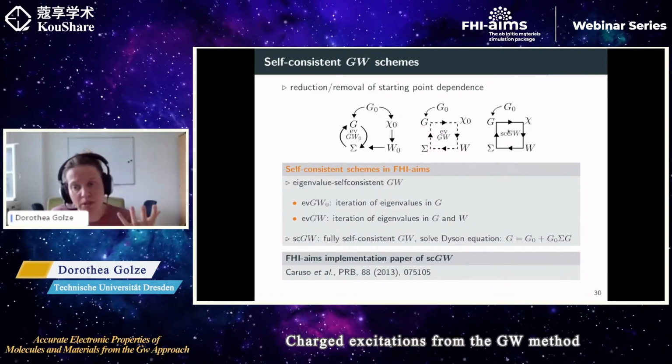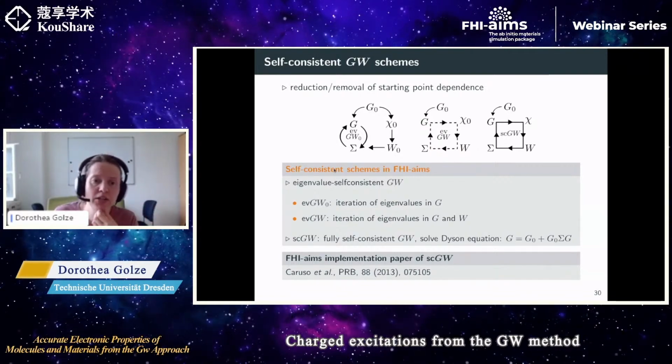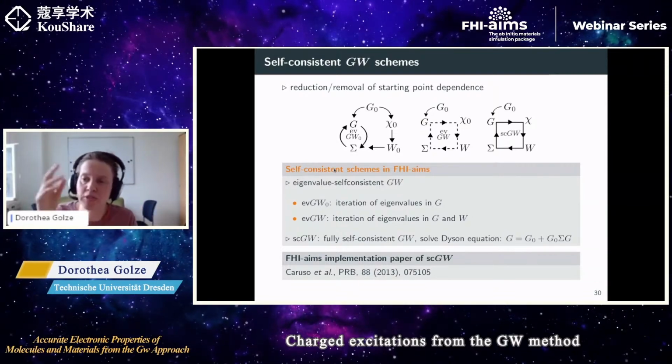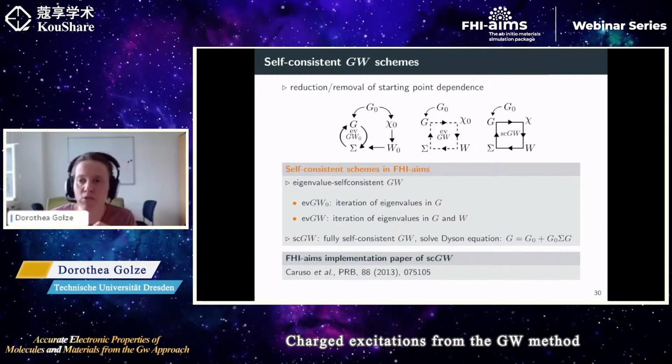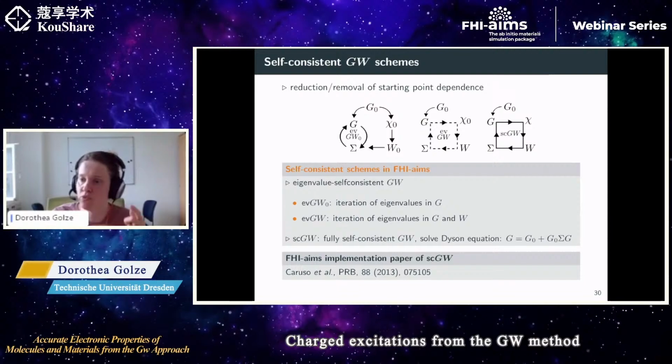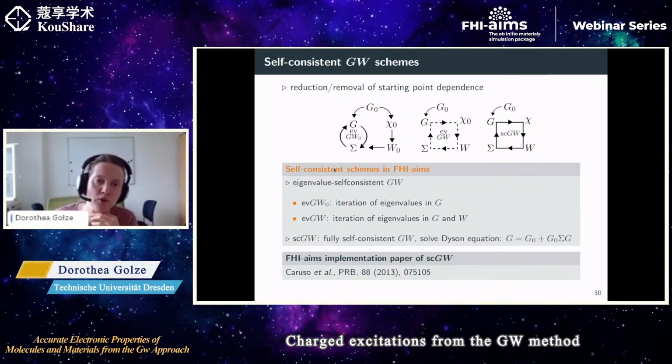As an approximation to the self-consistency, you can only iterate the eigenvalues in G. If you remember, in G, in the denominator, we have the Kohn-Sham eigenvalues. You could then replace them by your quasiparticle energies and do this over and over again until you achieve convergence.